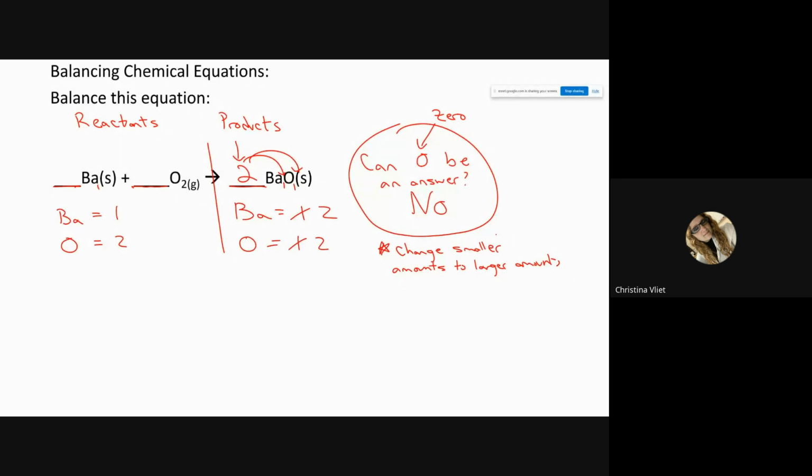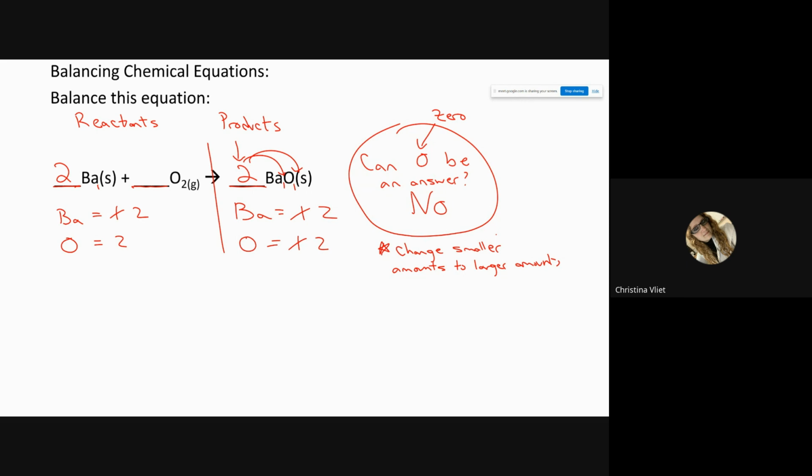Now I gotta look at my reactant side. So you're gonna notice some back and forth until you figure everything out. All of your atoms have to match at the end. Your reactant amount has to equal your product amount. So how many bariums should I put here to make it equal to 2? 1 has to change to 2. I make this a 2, because 2 times 1 is 2. And this is just me keeping track of it. That's what you're seeing me do here.